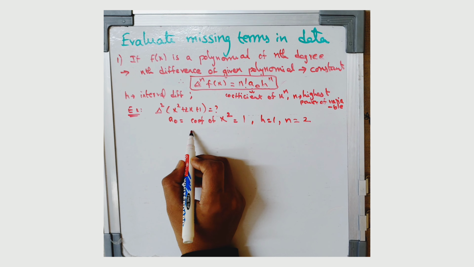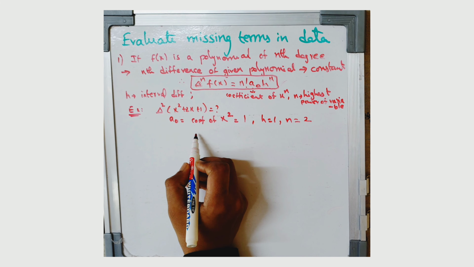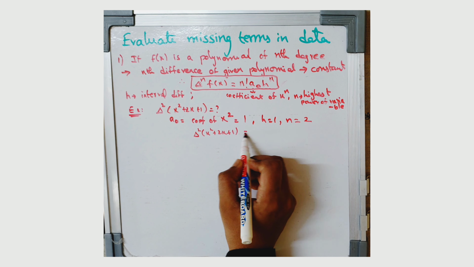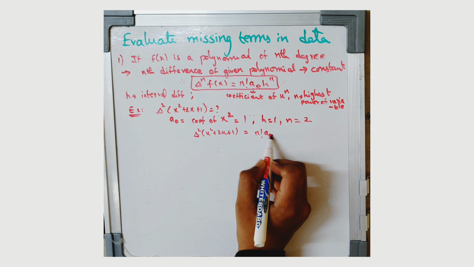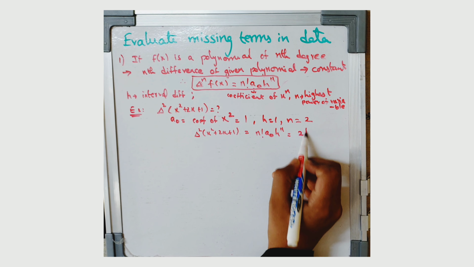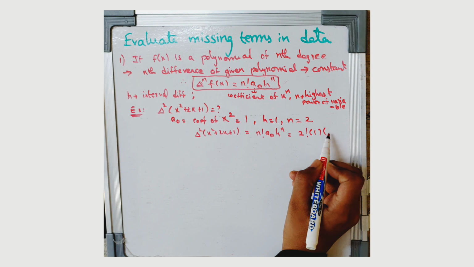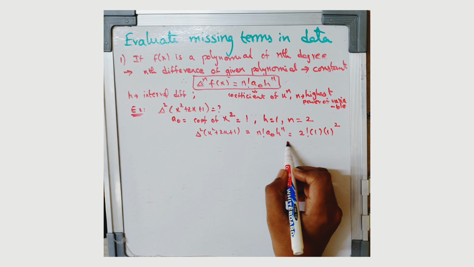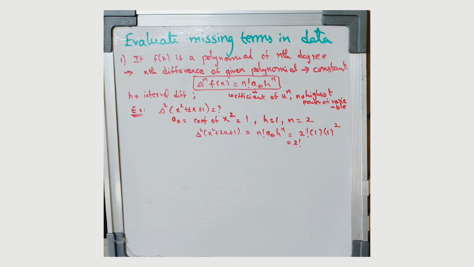Now what you have to do? You just have to substitute. That is del square of x square plus 2x plus 1 equals n factorial a naught h power n. N factorial is 2 factorial, a naught is 1 and h is 1 power n. N value is 2, which equals 2 factorial.